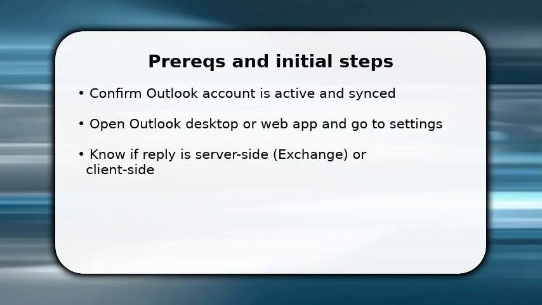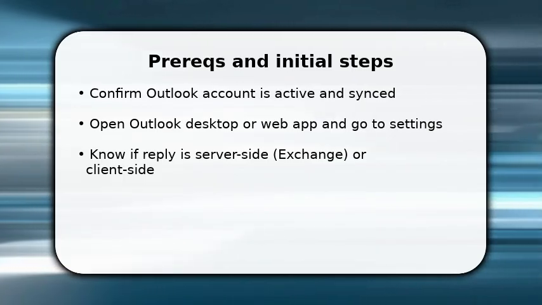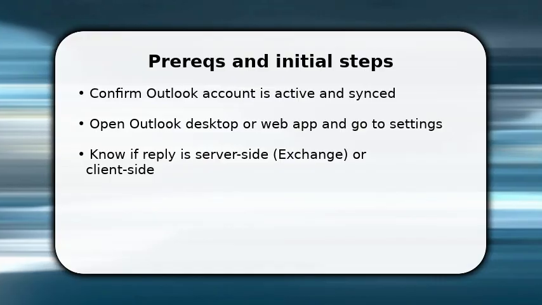You start by confirming your account is synced. This matters because server-side rules persist even if your client is closed. Open Outlook, desktop, or web, and go straight to Settings or File Info. Once there, locate Automatic Replies or Rules and Alerts. You do this first to identify whether the automatic reply was set in Exchange, Outlook, or via a mobile client.